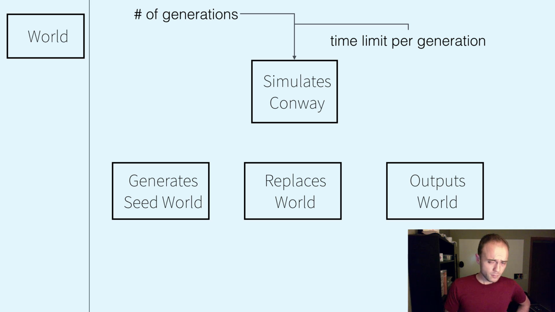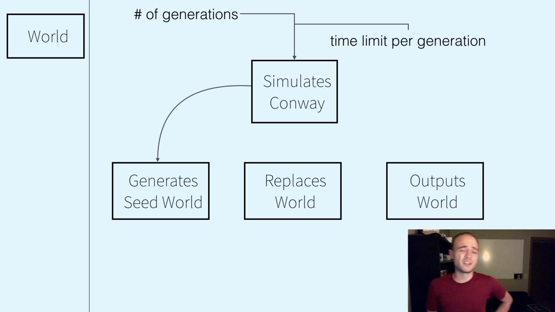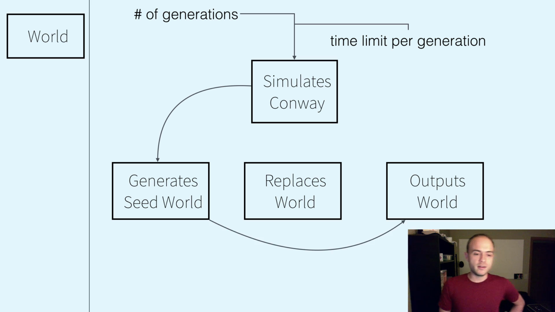Then when we think of how the data flows from that point forward, Simulates Conway should be able to call the generate seed world without necessarily passing anything along to it, because it's mostly going to be random. There's not really any configuration of a world, it just exists. And whatever we get back from generate seed world, we probably want to relatively immediately output it, since that's a done generation. That's our first generation that's done.